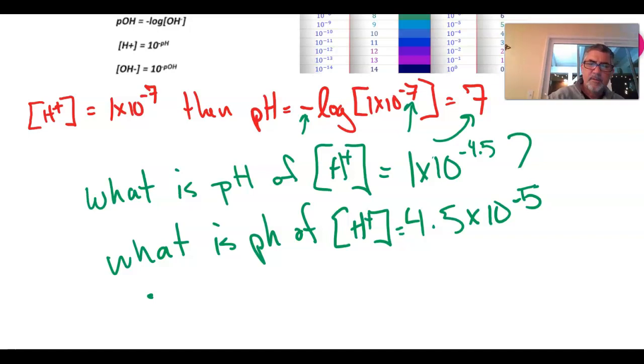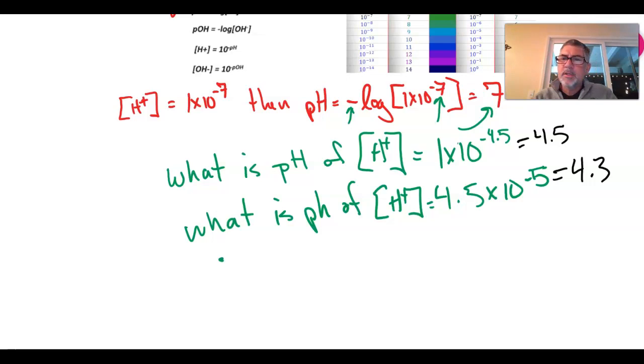I will pause it and I'll type it in my calculator. All right, so let me pause. Okay, so if you did these on your calculator and you typed them in, for the top you should have got 4.5, and for the bottom you should have got 4.3. So you can see that they're not necessarily the same thing. You'll have to type them in.